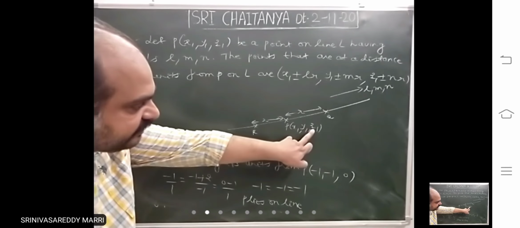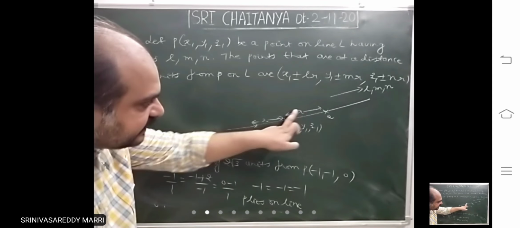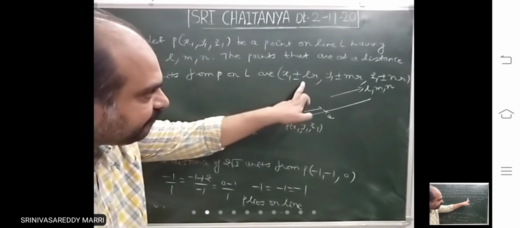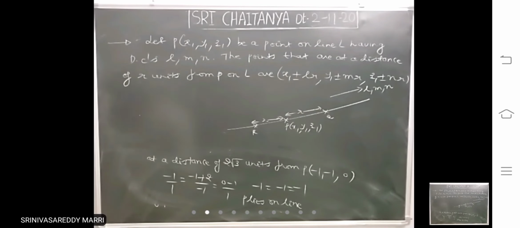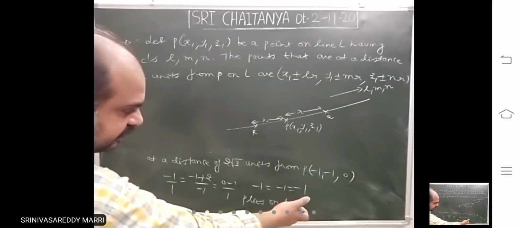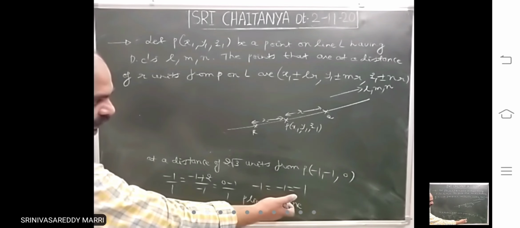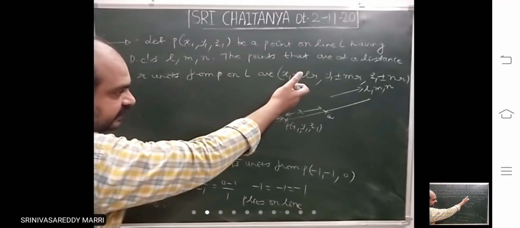x1, y1, z1 means the point, r means the distance, and l, m, n are the DCs of the line. Let us take one example of how to use it. The actual procedure I told in the previous problem. If you want to use the formula, you can use this formula.